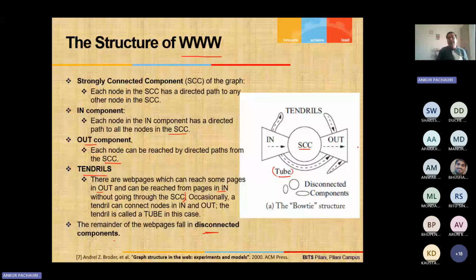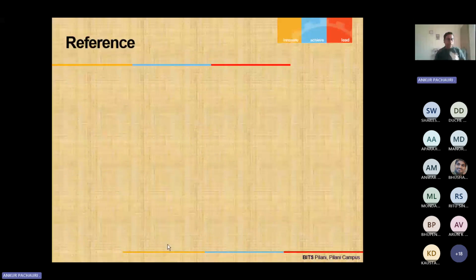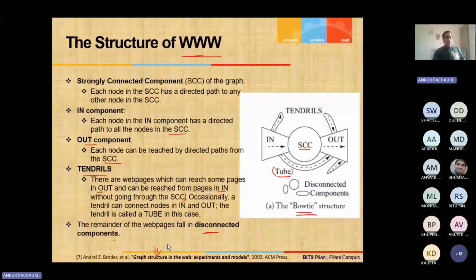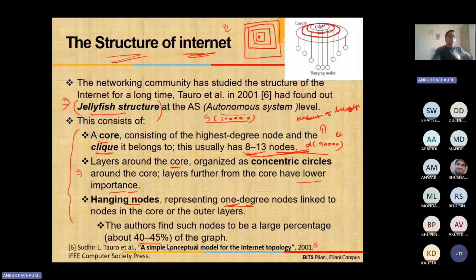And he clubbed all together and named it the bow-tie structure. So the structure of the WWW was going to be a bow-tie structure by him. They all just performed web scraping and somehow played with those numbers, then drew a graph, came up with a conclusion, and got their paper published. Because at that time we did not know what the structure of the WWW or the internet looked like. No one had any idea. So they came up with that idea and then got their paper published.